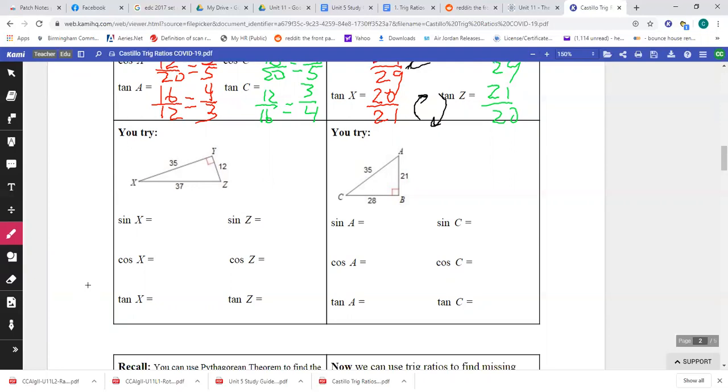Okay, let's look at the first triangle. So remember, always label your hypotenuse first. This is your hypotenuse, right? So if I focus on angle X, the one across from it is the opposite. This one's my adjacent. So sine of X should be 12 over 37. Cosine of X should be 35 over 37. And then tangent of X is opposite over adjacent. That's just 12 over 35. Any questions with that one?